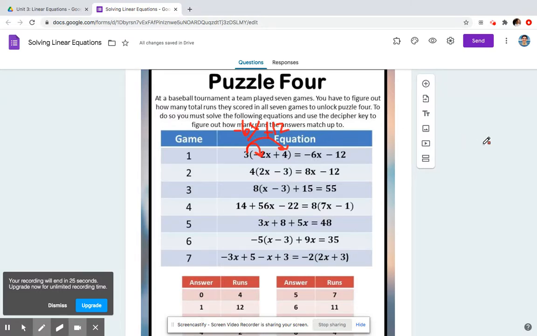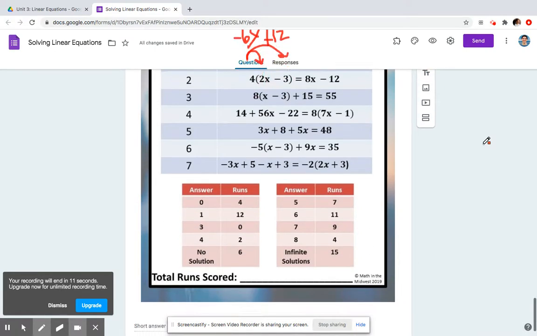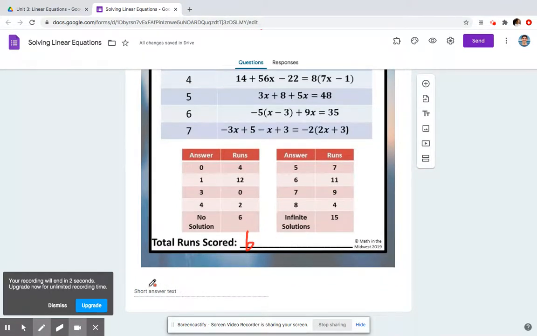Okay, so you have to combine those like terms, add 6 on both sides, that'll become 0. Subtract 12 on both sides, that'll become a negative 24. All right, 0 equals 24 is not true, so that first answer is going to be no solution, which is 6. Okay, once you have all answers, you're going to add them up. That's your final answer, and you'll put it here. Let me know if you have any questions.